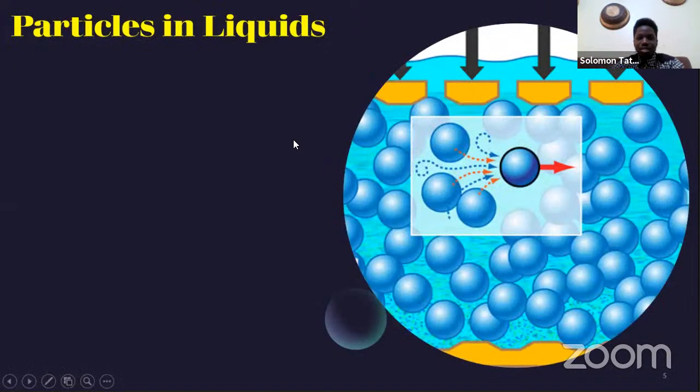And then particles in liquids. What are some of the properties of particles in liquids?